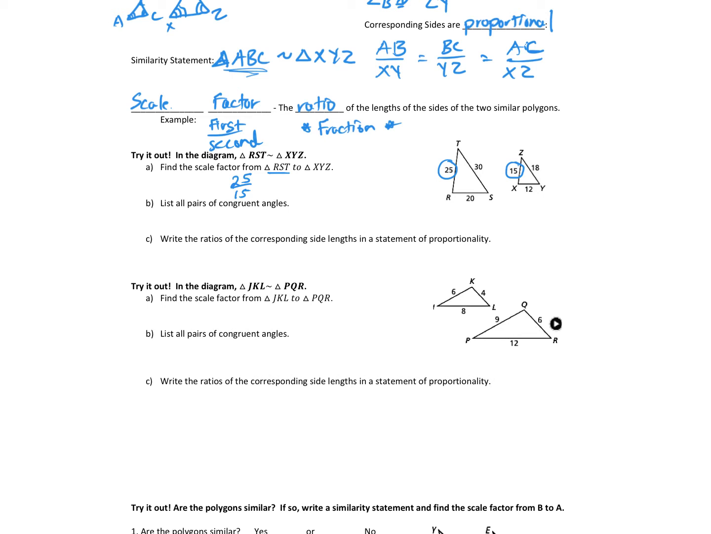I'm going to simplify this. 25 over 15, I can divide by 5. This gives me 5 over 3, so my scale factor is 5 over 3.